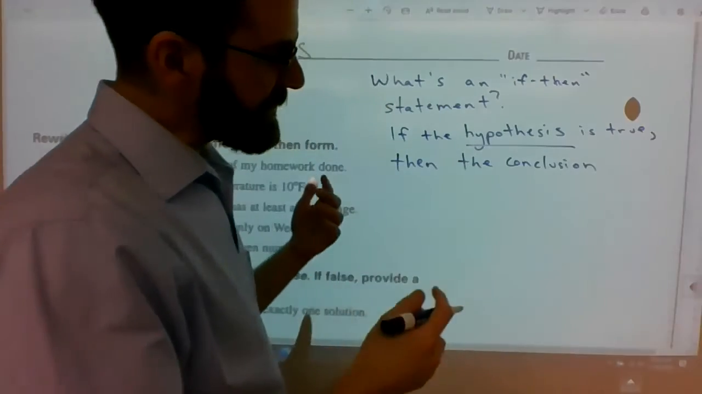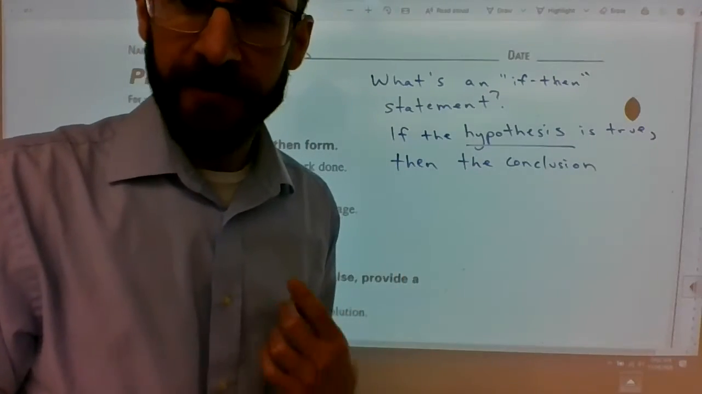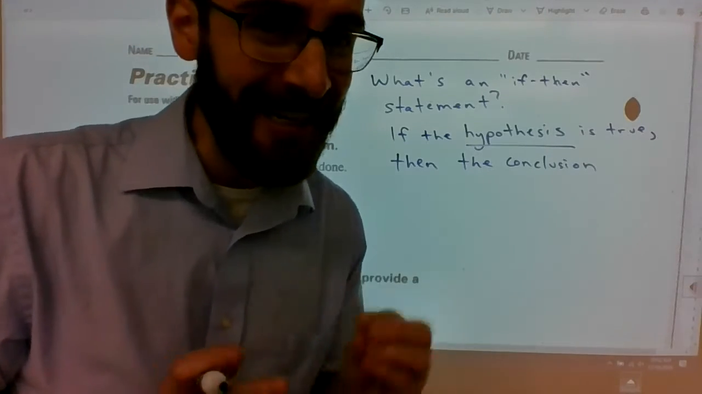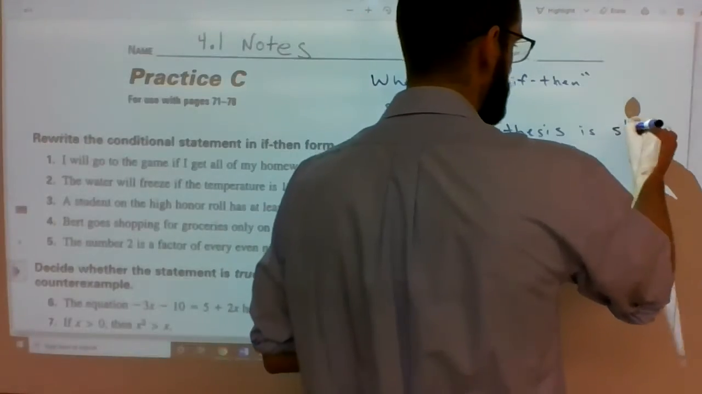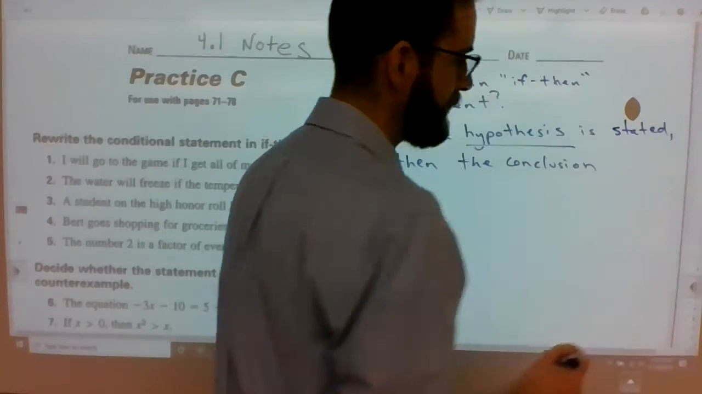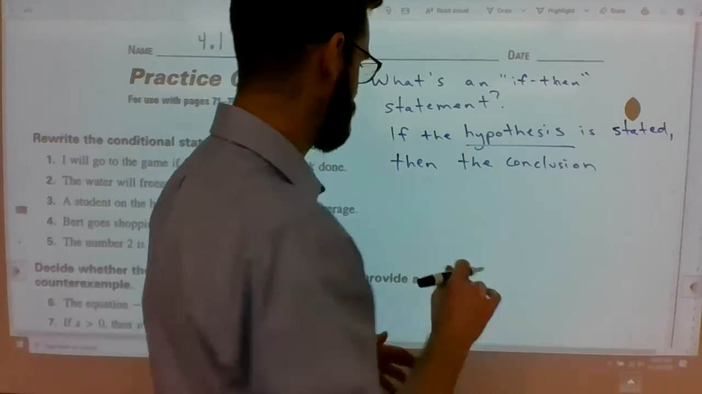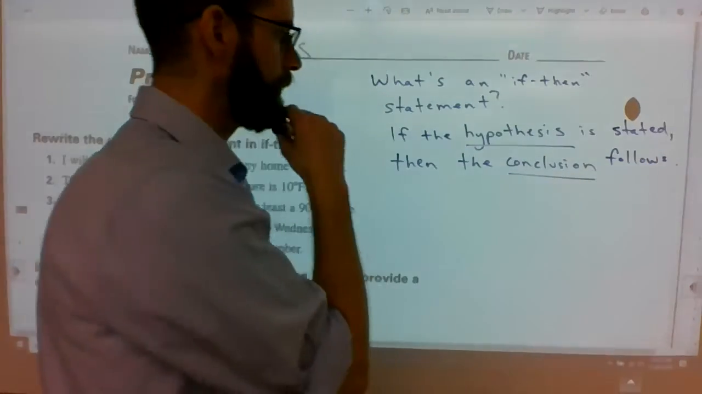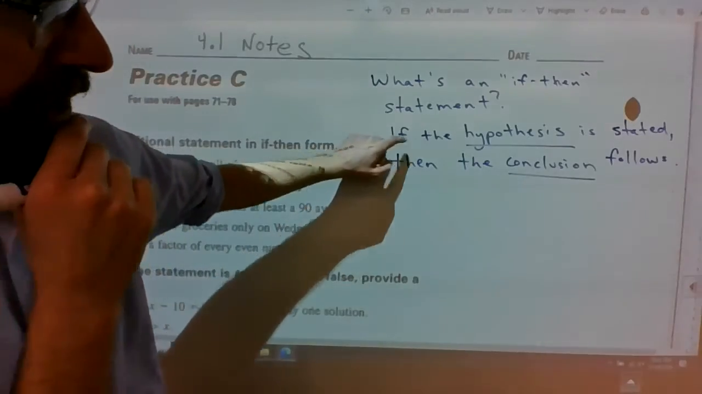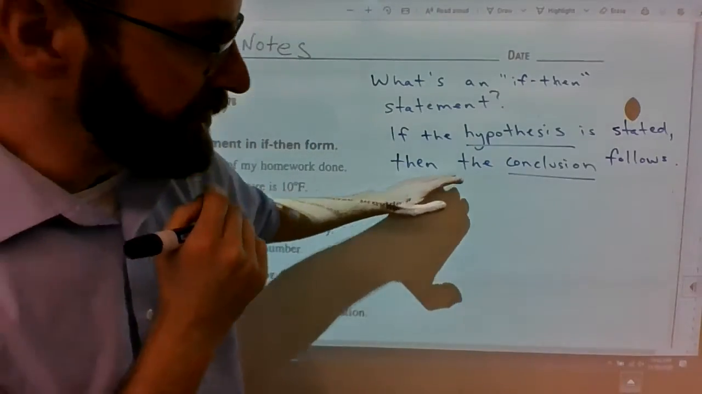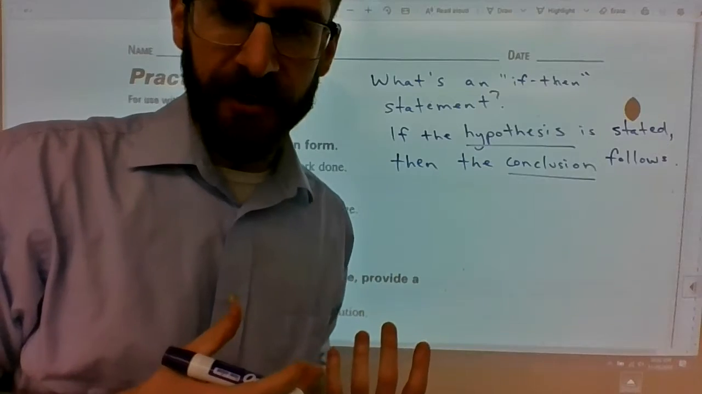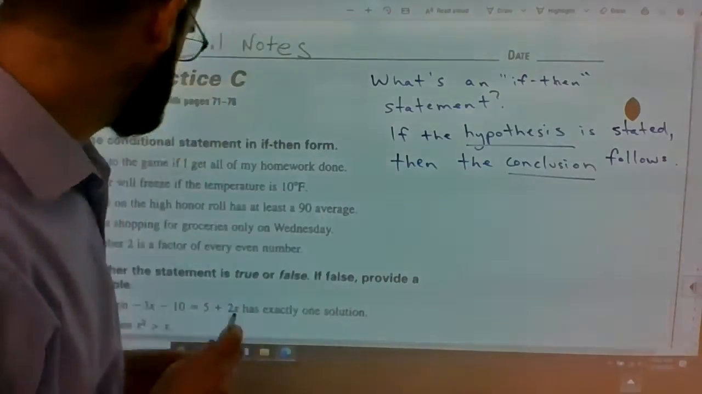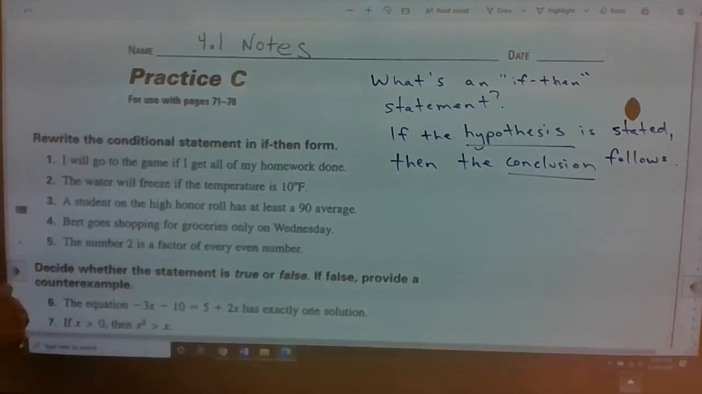In fact, this assignment's going to give us some false statements. So instead of saying if the hypothesis is true, I'm just going to say if the hypothesis is stated. Sorry, got to erase, I know. Then the conclusion follows. So the if portion is your hypothesis, the then portion is your conclusion. It just organizes things in a way that fits math and also fits science and also fits law.